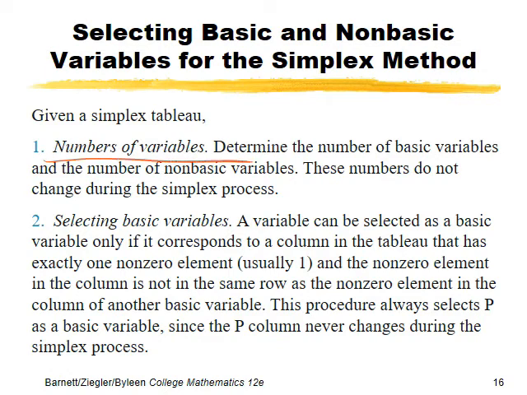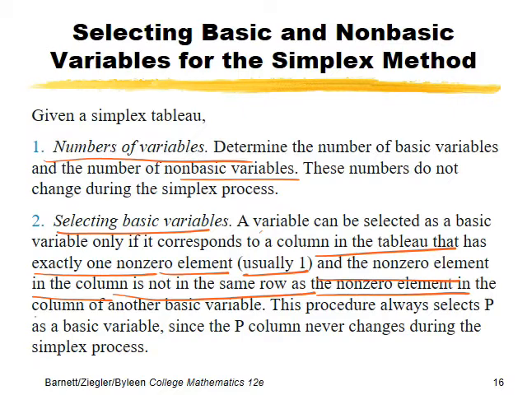The number of variables determines the number of basic variables and non-basic variables. This is the very first step. Selecting basic variables: a variable can be selected as a basic variable if it corresponds to a column in the tableau that has exactly one non-zero element, usually 1, and the non-zero element in the column is not in the same row as the non-zero element in the column of another basic variable. This procedure always selects p as a basic variable, since p columns never change during the simplex process.